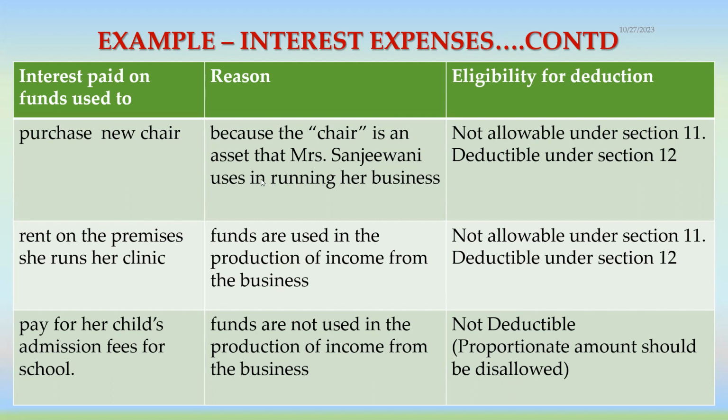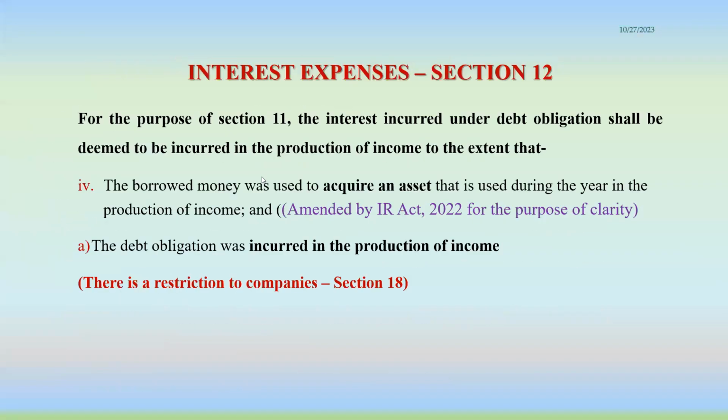Now I said that in this case, she borrowed money from a financial institution and used it to acquire an asset and incur some expenses. So what happens if she sold this asset? What would be the tax treatment for that interest portion?